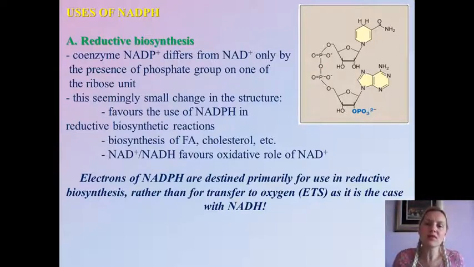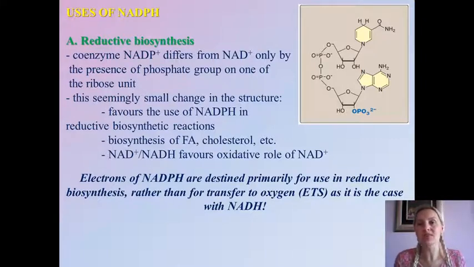So this obviously small difference in the structure of this molecule actually directs the role of these molecules in a cell. It actually favors the usage of NADPH in reductive biosynthetic processes, like biosynthesis of fatty acid, which I've already mentioned, or the biosynthesis of cholesterol, and so on and so on. And one more, NAD and NADH favors oxidative role of NADP plus, while NADPH favors reductive role of NADPH.